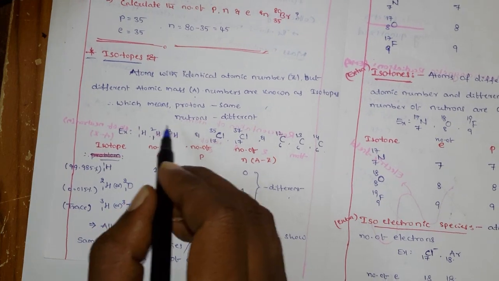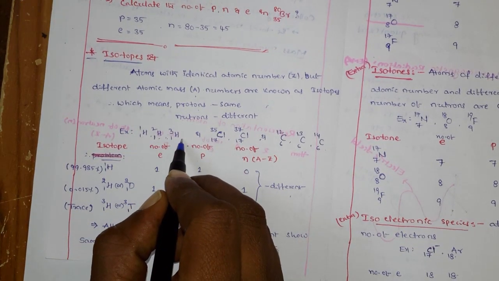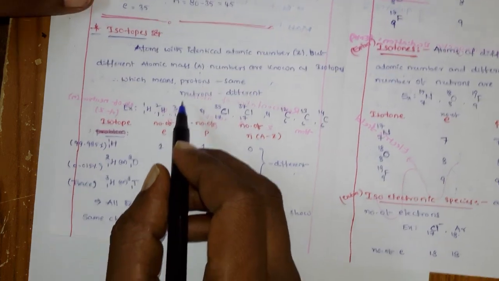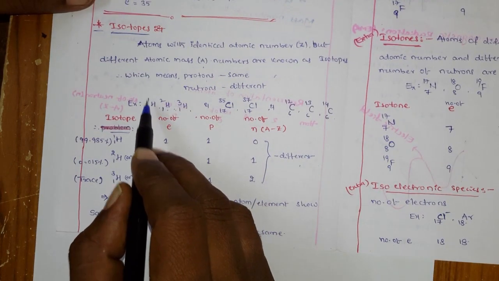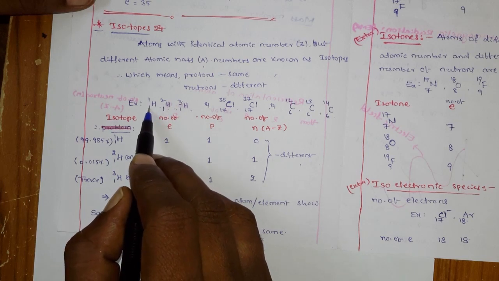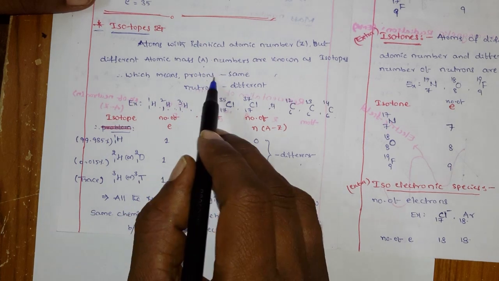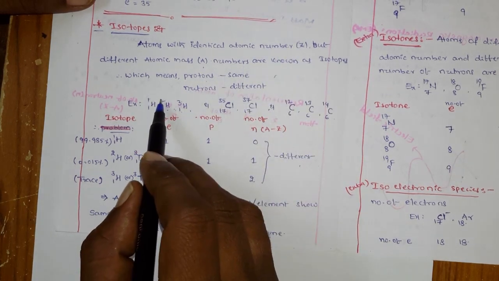Come to hydrogen. There are 3 different types of isotopes. What are they? Hydrogen 1-1, 1-2 and 1-3. Look at the downside, the Z. Here it is 1, 1, 1. So the Z is the same, but the A is different.